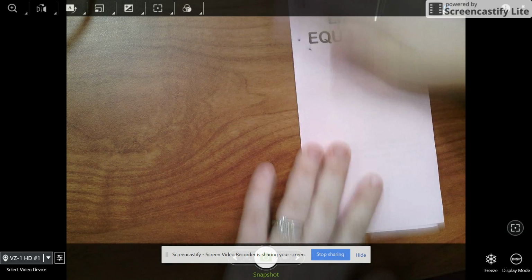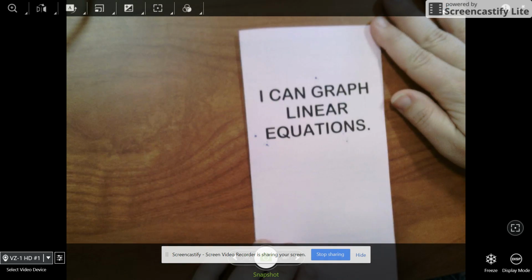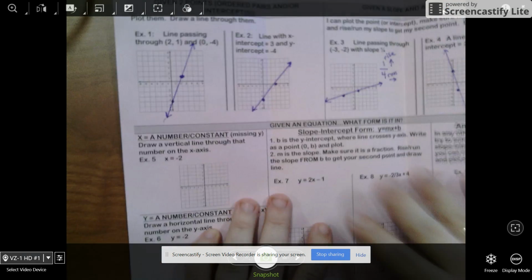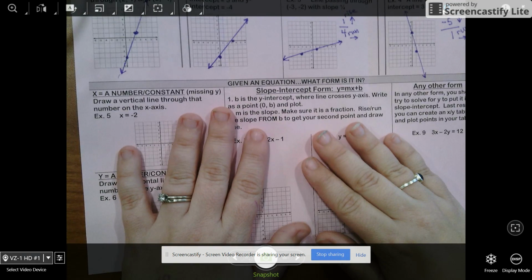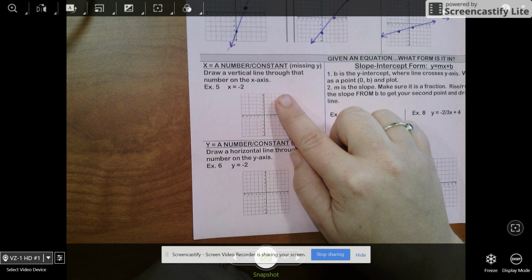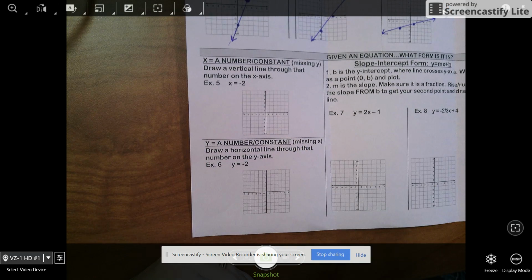Okay, so this is still that I can graph linear equations. And this time we are going to graph given an equation, instead of given points. So the first thing we're going to do is x equals a number, a constant. Remember, a constant is just a fancy word for a number without a variable attached to it.